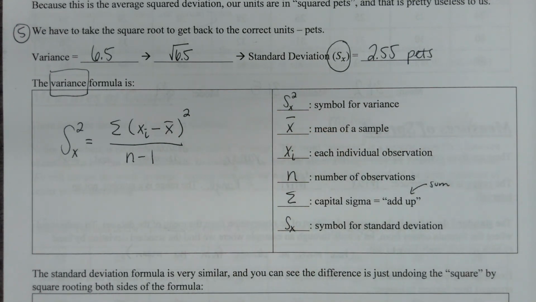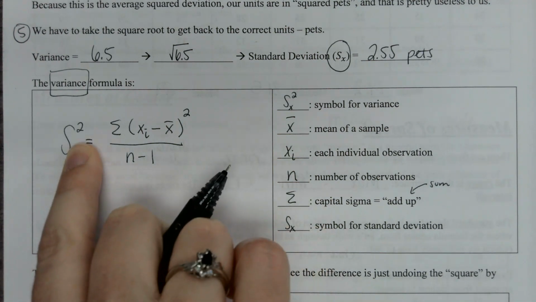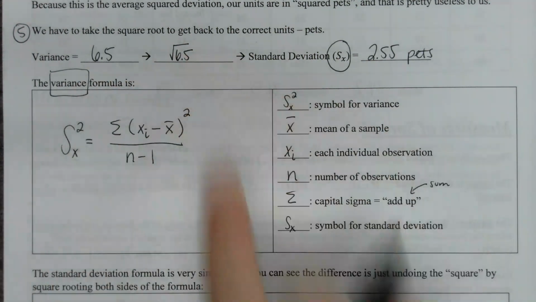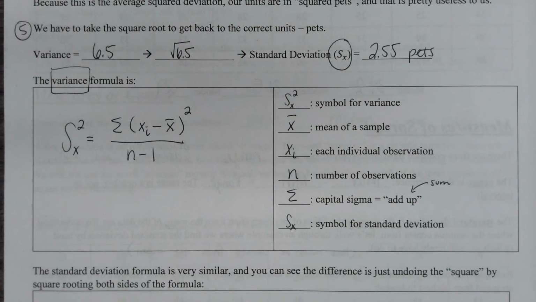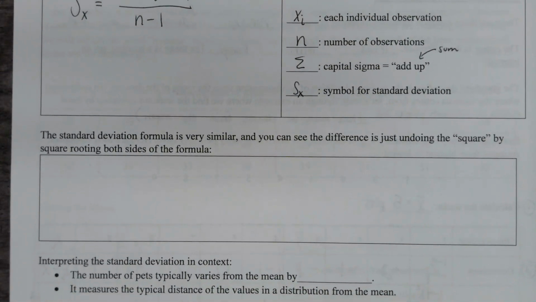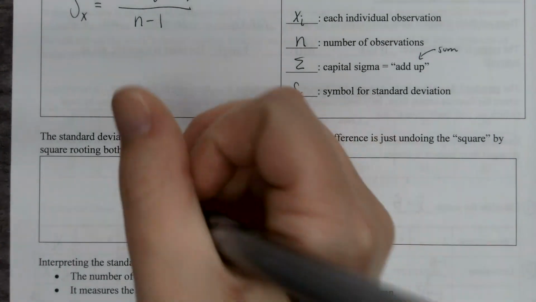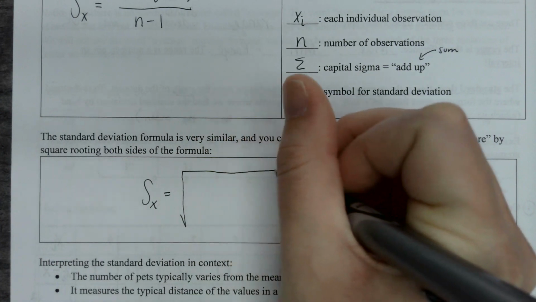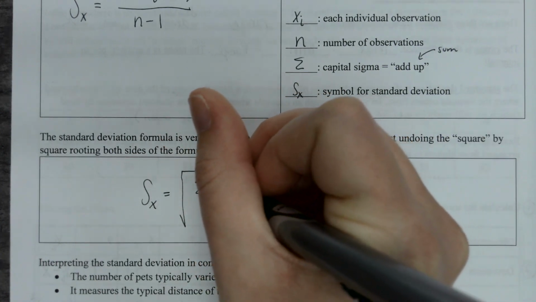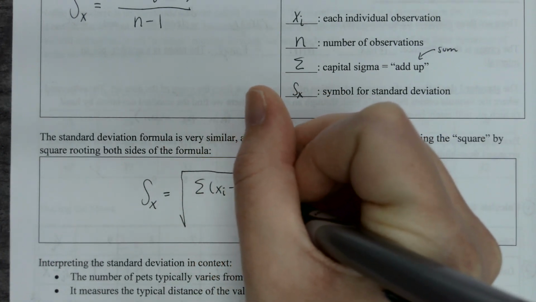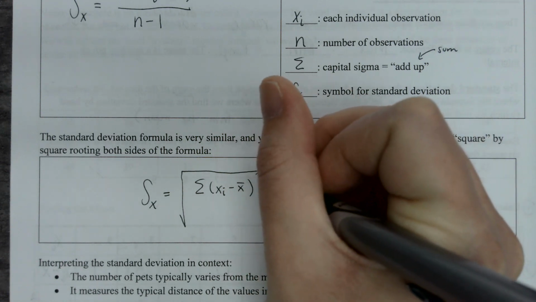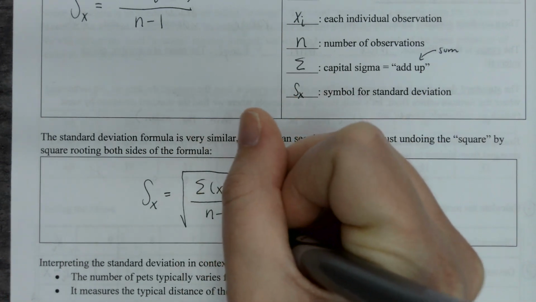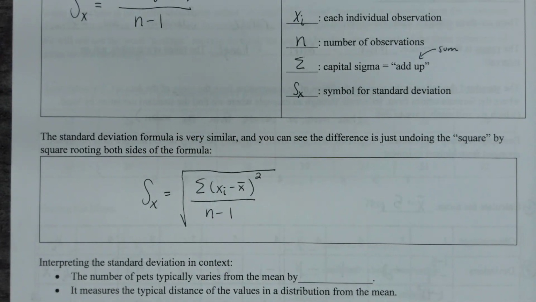So remember, in order to get from our variance to our standard deviation, all we have to do is figure out how to undo that square. We just got to take the square root of both sides. That's all we got to do. So looking at the standard deviation formula, it's just taking the square root. So we have s sub x is equal to the square root of the summation of each individual observation minus our mean, squared, all over n minus 1, and then we take the square root last.